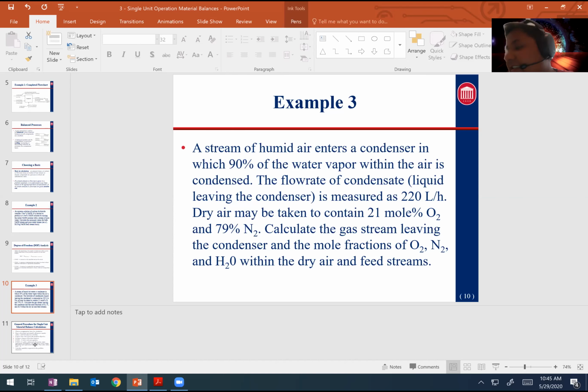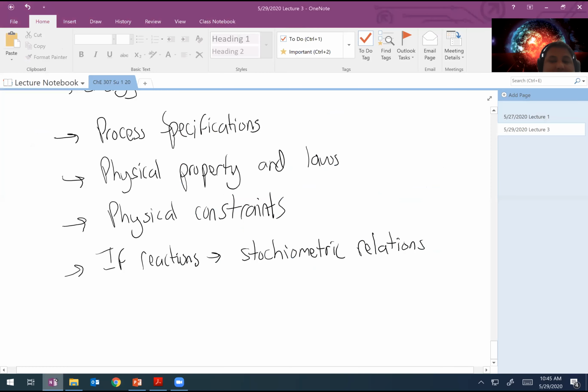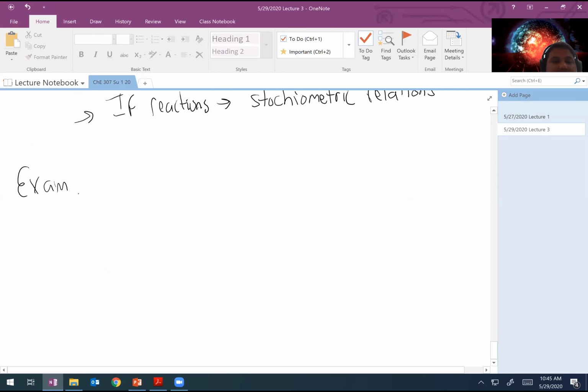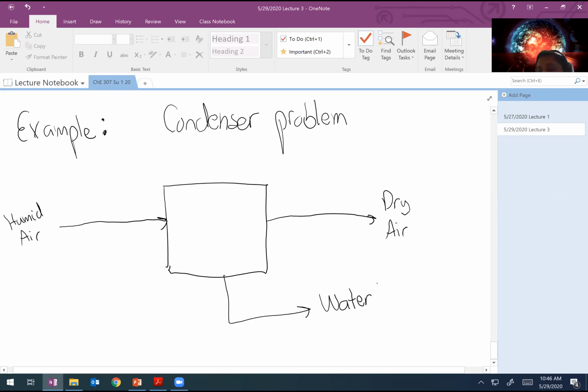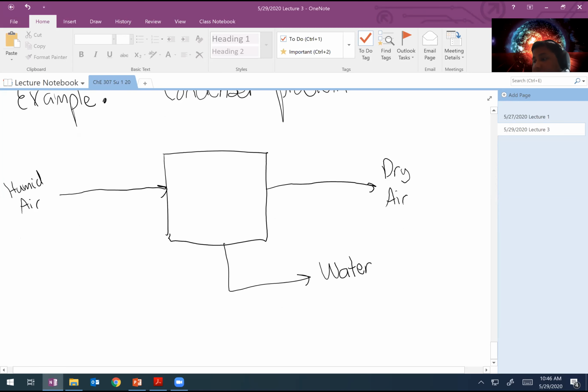So let's take a look at this problem. The first thing we want to do is make a flow chart. So this is the condenser problem. I'll draw my little box. I'll have my humid air, dry air, and water leaving that system. So as before, I have some moles coming in and some moles leaving each system.